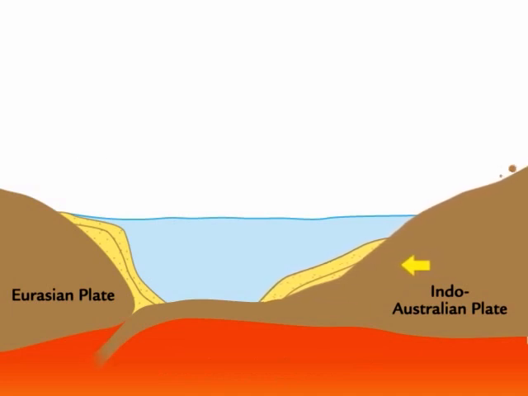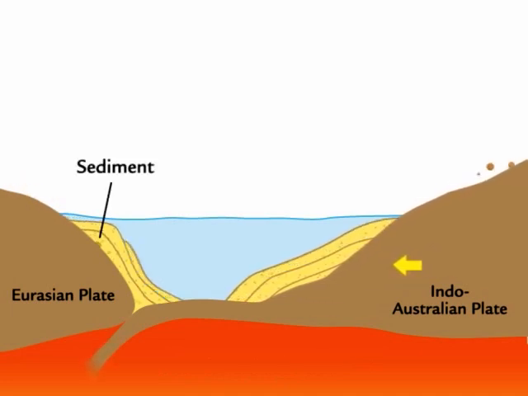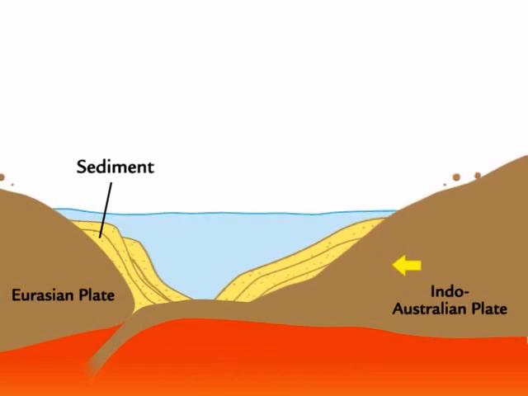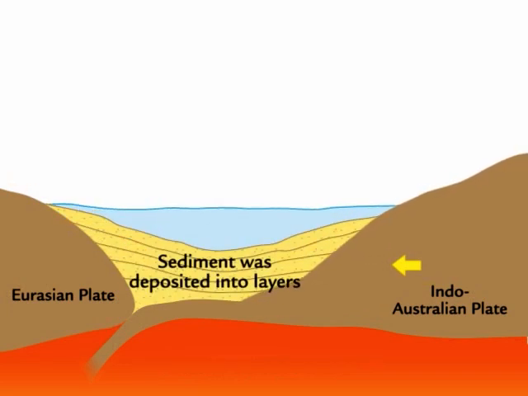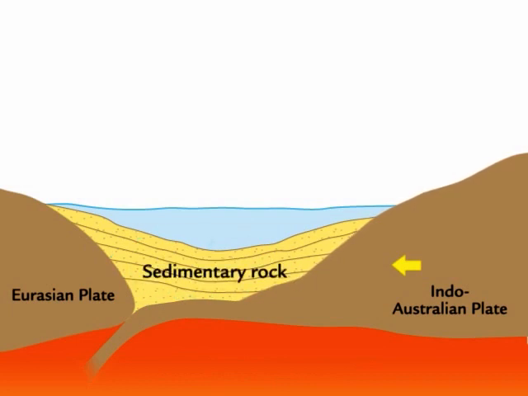At the same time, sediment washed towards the nearby coastal water. The sediment was deposited in layers, with the lower layers bearing the weight of the overlying sediment. The weight helps squeeze out the water in the sediment. The sediment was compressed into rocks known as sedimentary rock.